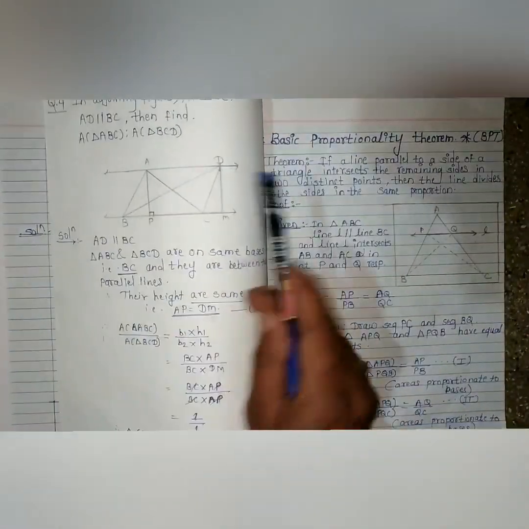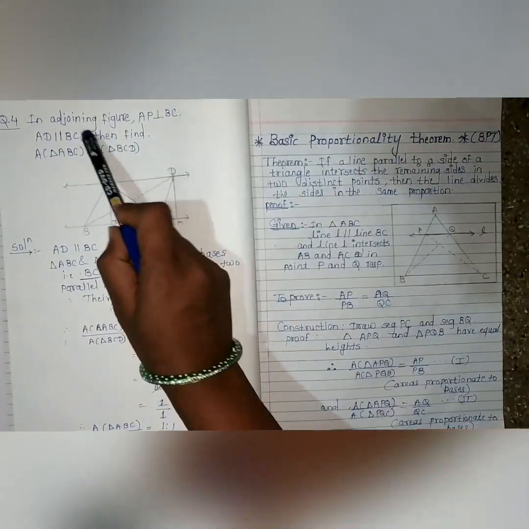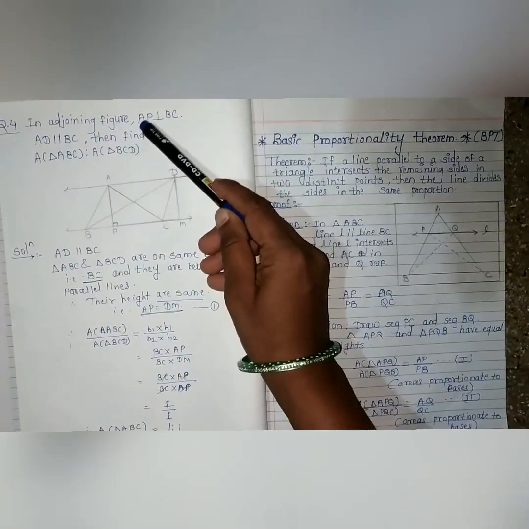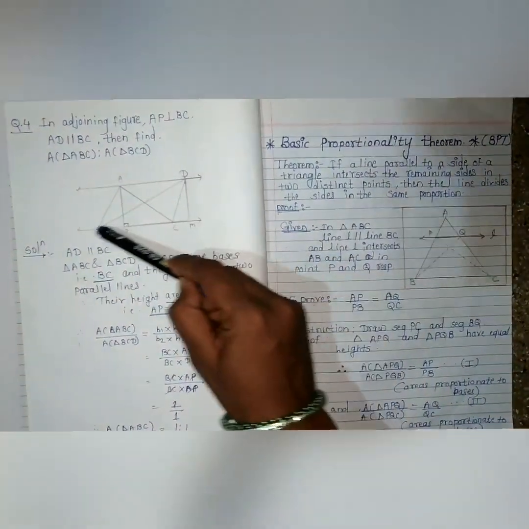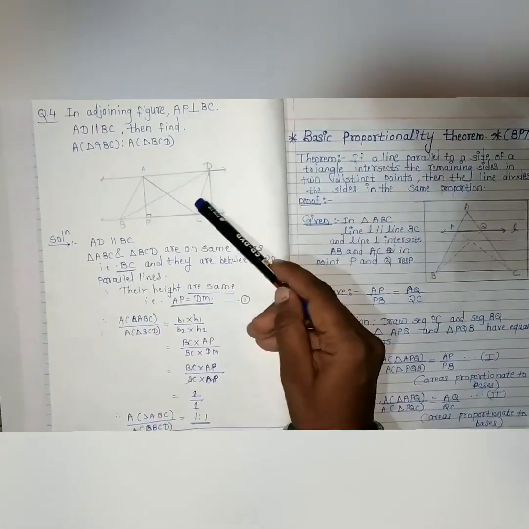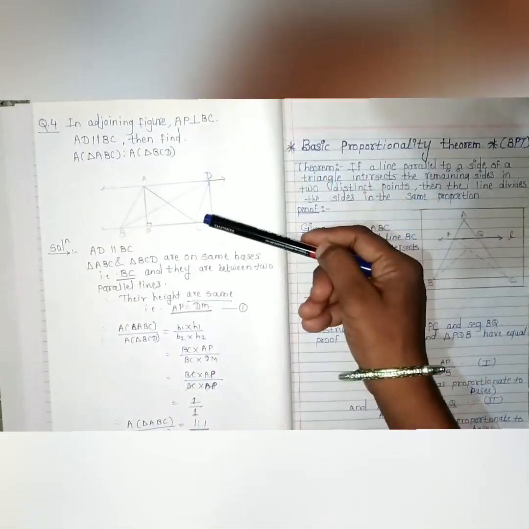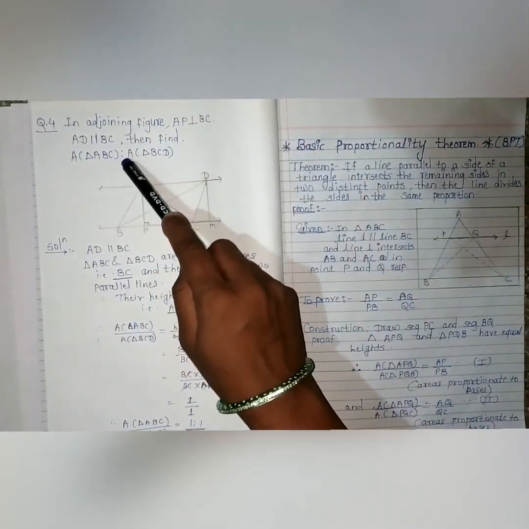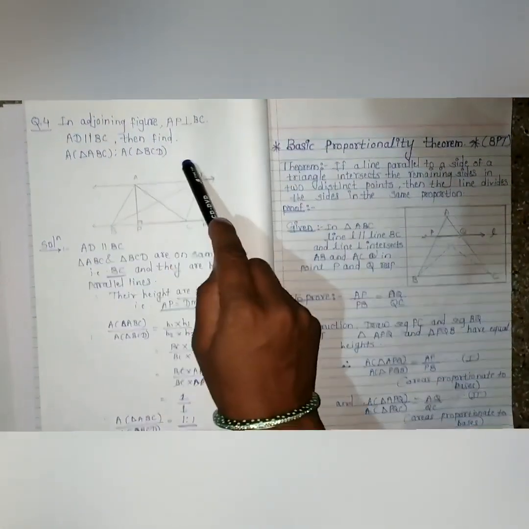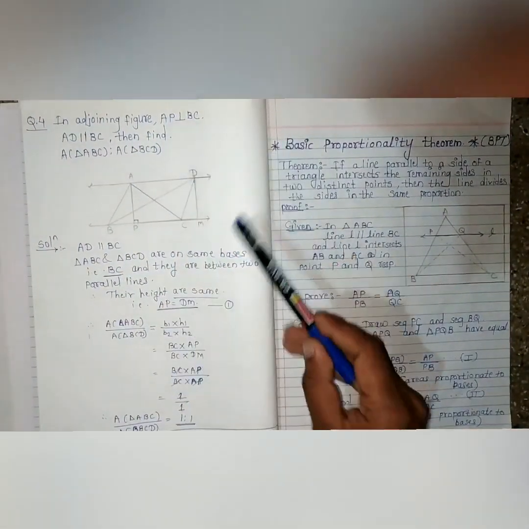Now example number 4. In example number 4, in the adjoining figure, this is the figure, AP is perpendicular to BC and AD is parallel to BC, means these two lines are parallel. Then find the area of triangle ABC to area of triangle BCD, means find the ratio of area of triangle ABC and area of triangle BCD.